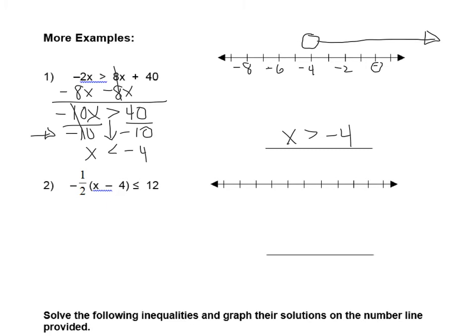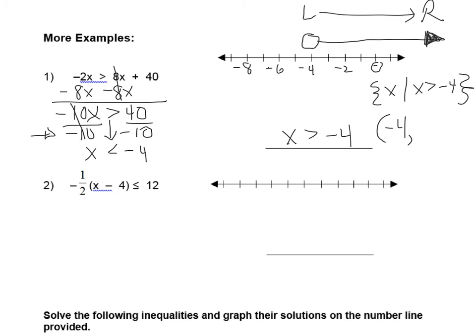In set notation, we would say x such that x is greater than negative 4. And in interval notation, remember, you always look at interval notation from the left to the right of your graph. On the left, our lowest part of our interval is negative 4, but we're not including it. So curved next to negative 4. On the right, we have an arrow that indicates that we're going to go on and on and on to positive infinity. But since you can never really get to positive infinity, you use a curved bracket there as well.